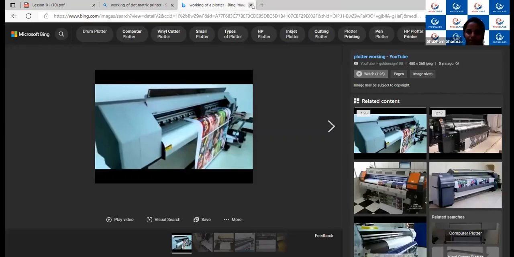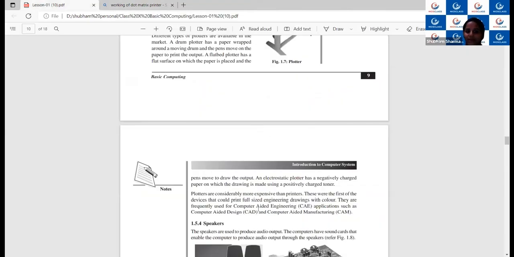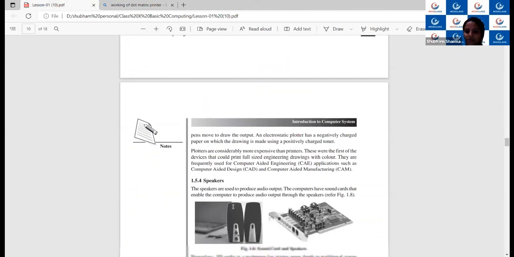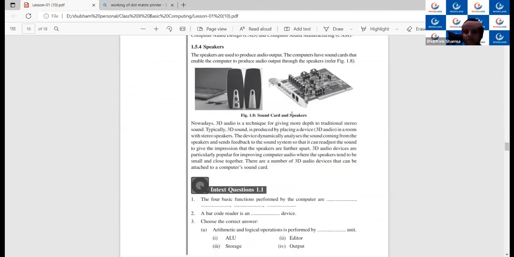So next comes your speakers. Speakers, you all are aware of this. The speakers are used to produce our audio output. Computers have sound cards that enable the computer to produce audio output through the speakers. 3D audio is a technique for giving more depth to traditional stereo sound. 3D sound is produced by placing a device in a room with stereo speakers. Basically, 3D audio devices are nowadays used. And speakers are generally used to produce the audio output.